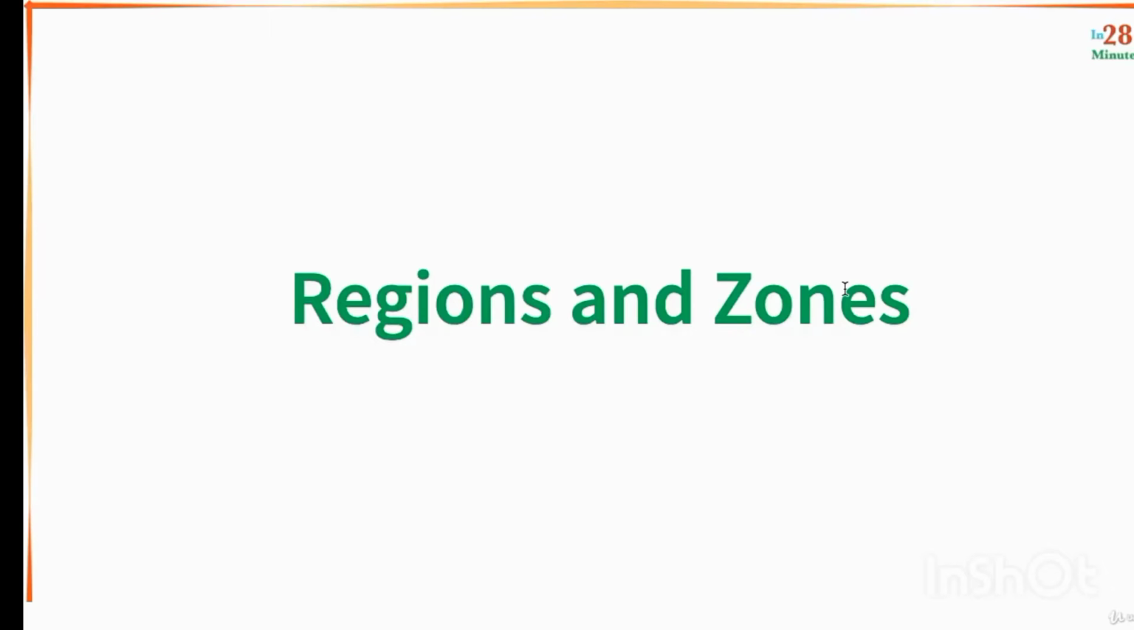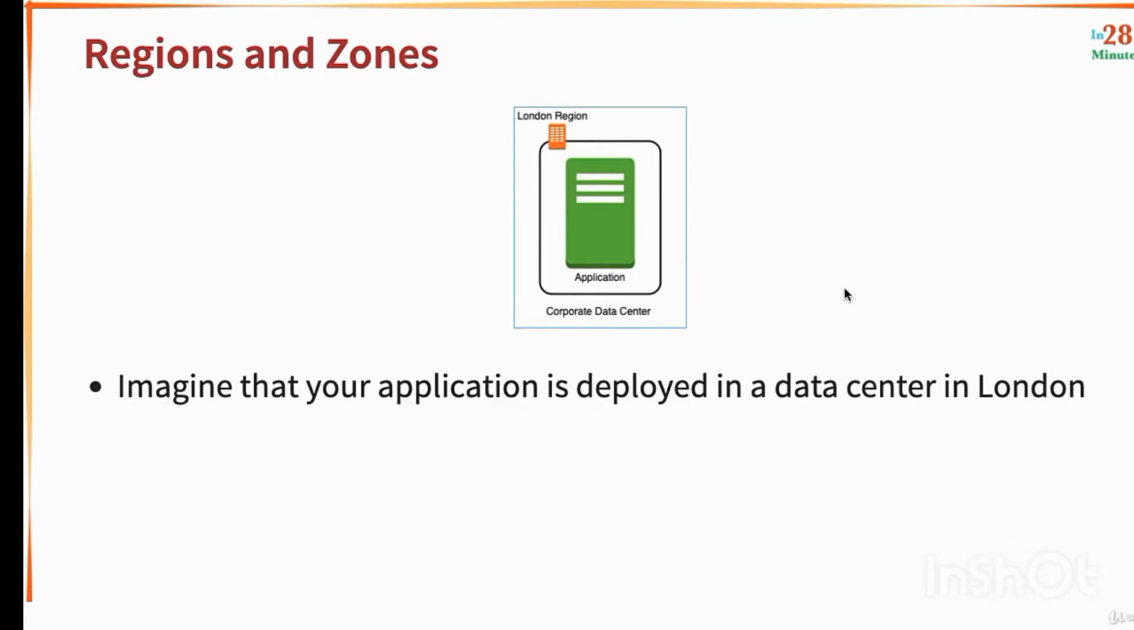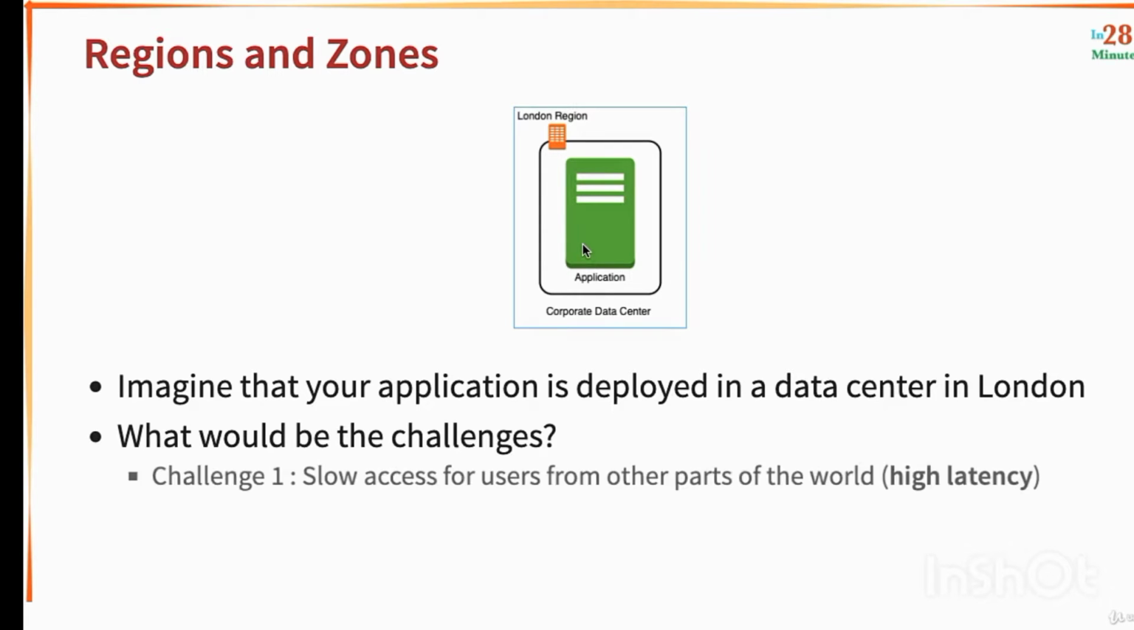Step, let's understand why we need regions and zones. What are regions and zones and why do we need them? Let's consider a simple scenario. Imagine that your application is deployed in a data center in the London region. What would be the challenges with such an architecture?